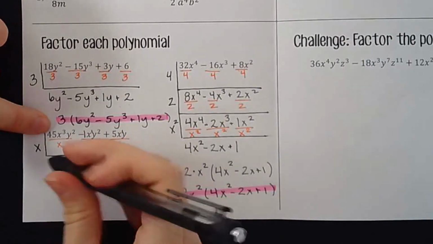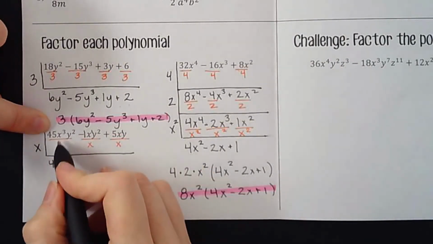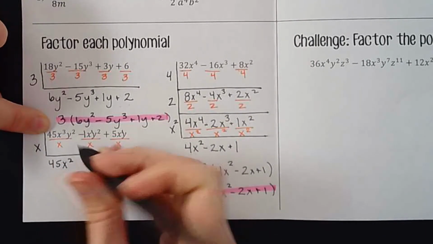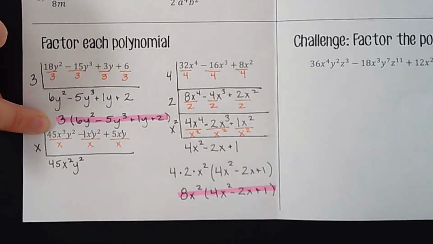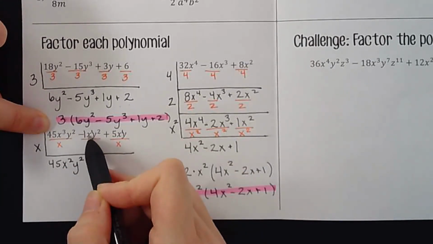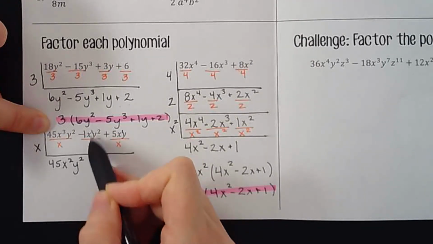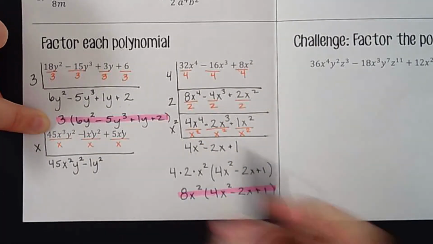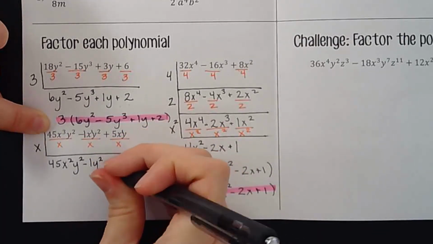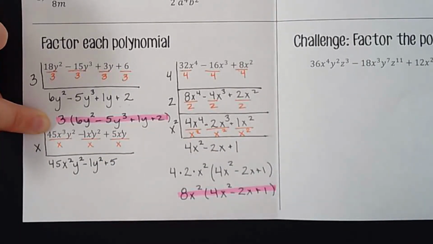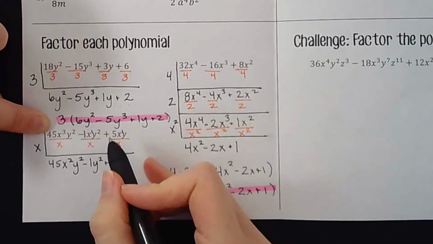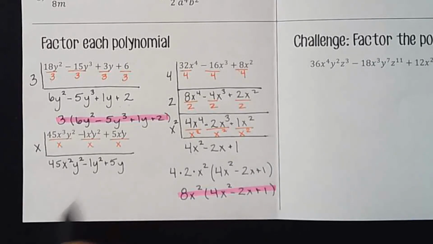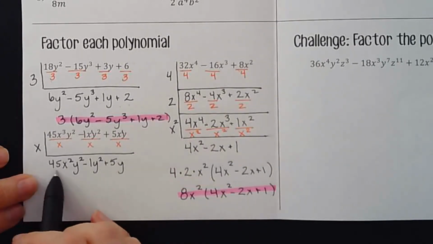I am left with 45 x to the 3rd divided by x to the 1st is x squared. And then y squared doesn't have a y to divide with, so that would stay y squared. Negative 1 x to the 1st y squared divided by x. Well, my x's cancel out here, so I have negative 1 y squared. In my last term, my 5 doesn't have another number to divide with, so it's going to stay 5. X to the 1st divided by x to the 1st cancels out, so all I'm left with is y. So I factored an x out of all of my terms. Here's my results.